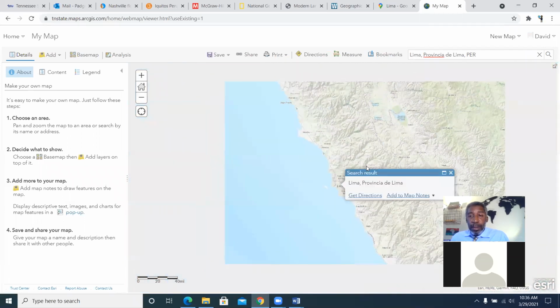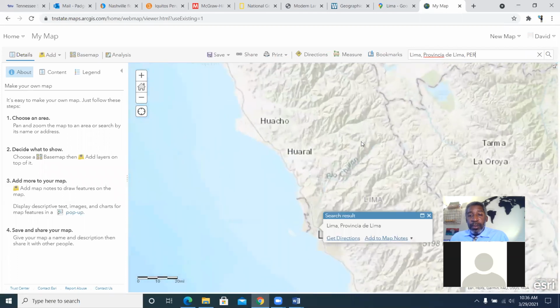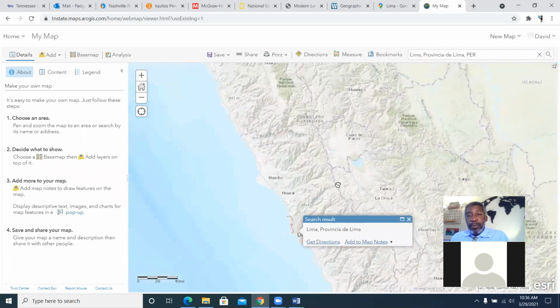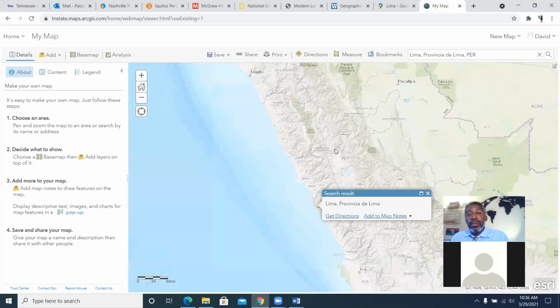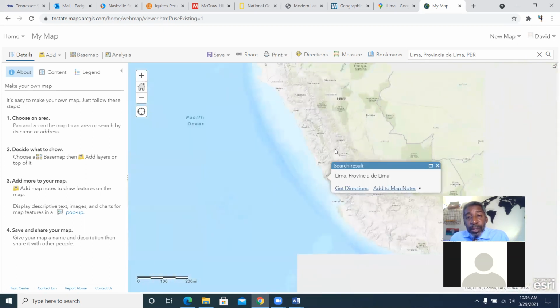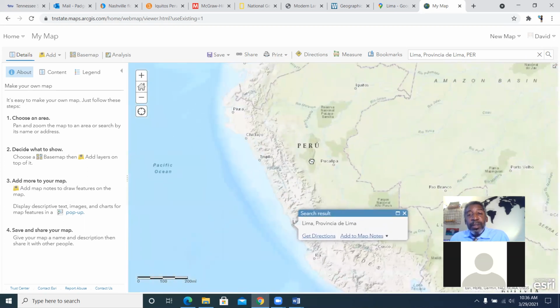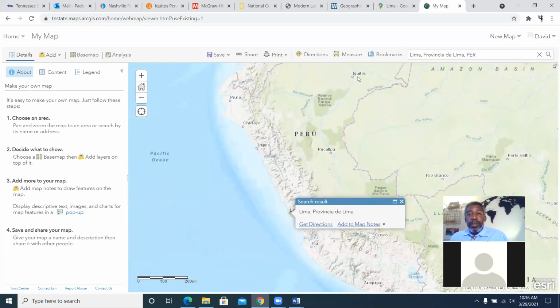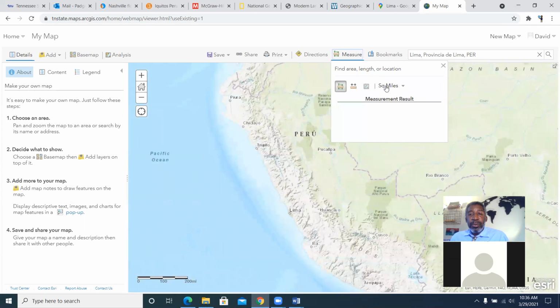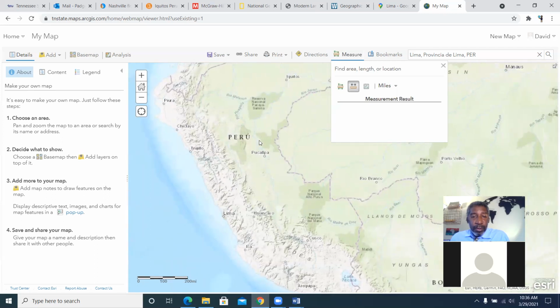And then we'll also want to look for Lima, and then we'll find Iquitos, Peru here. So there's Iquitos, Peru, there's Lima, Peru. So we're going to use the measure tool to see how far those two cities are apart from one another. So we have Iquitos to Lima, straight line distance, about 622 miles.